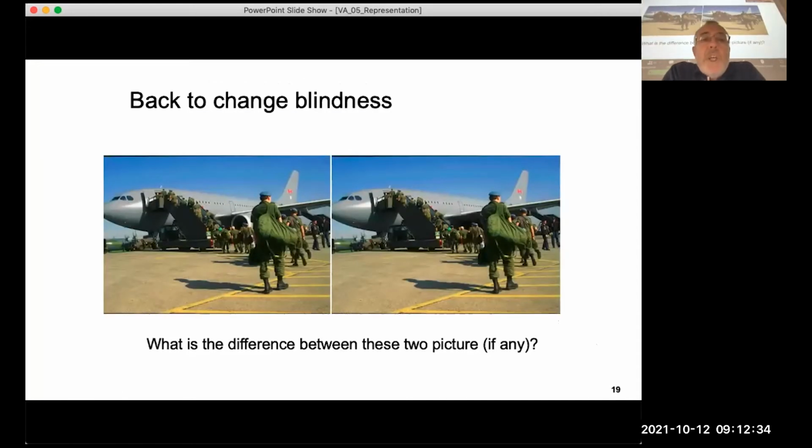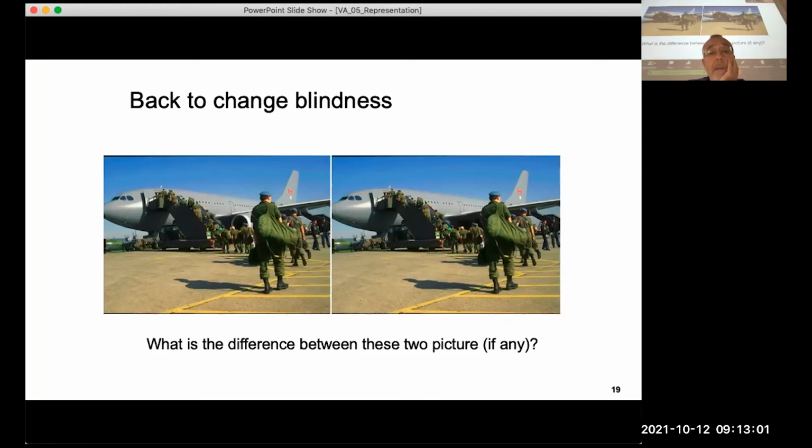Let's go back to change blindness. Change blindness is something that is used very often in comics or magazines to find out the nine little differences between two images. Here there is an example. What is the difference between this plane, if any? You have two pictures. Do you get the difference?